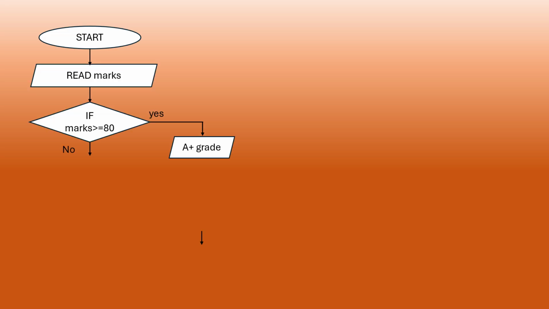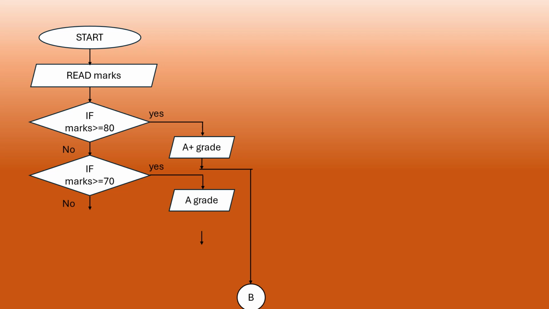Making its flowchart, we start off with start, then read marks within the parallelogram, and a condition within the rhombus, stating if the marks are greater than 80 and it is true, you get an A plus grade. But if it's false, then proceed towards the next step. After outputting the A plus grade, proceed towards the next step. Whereas in case of no, it will again check whether it is greater than 70. If it is yes, then an A grade, proceed to the next step.